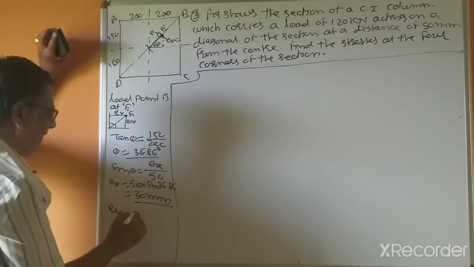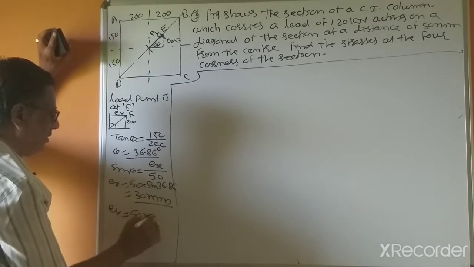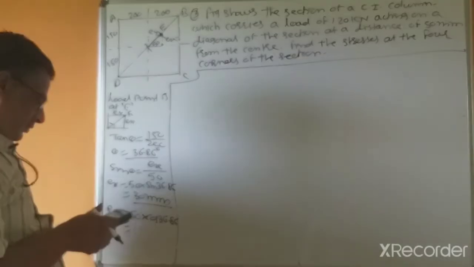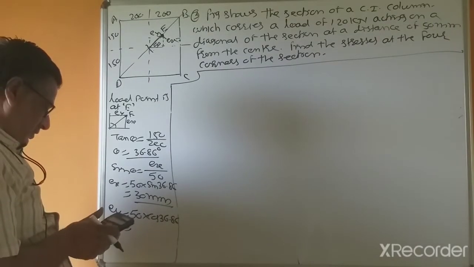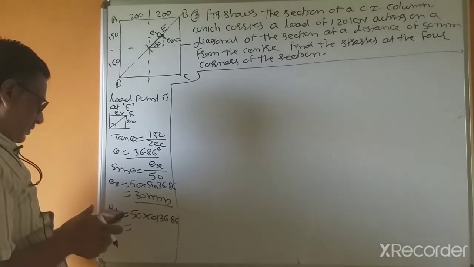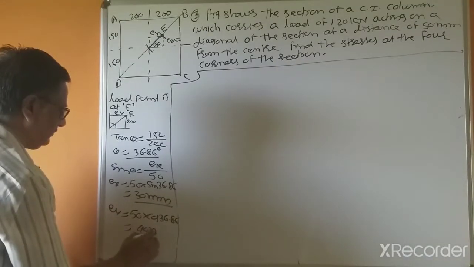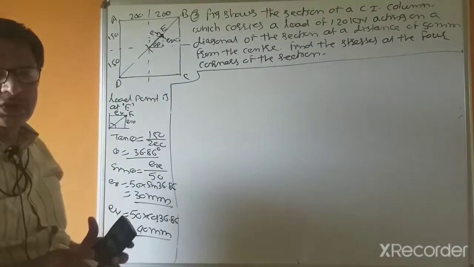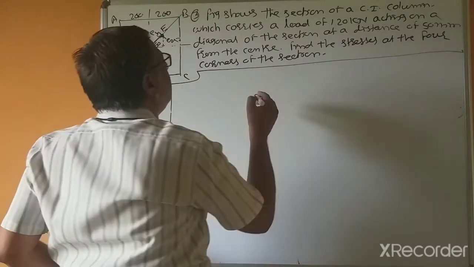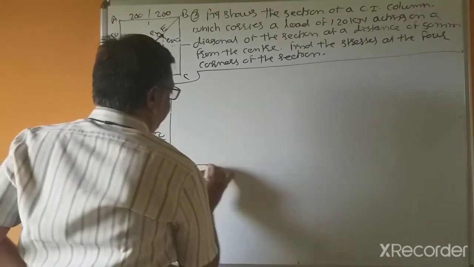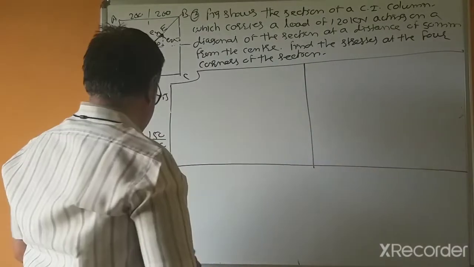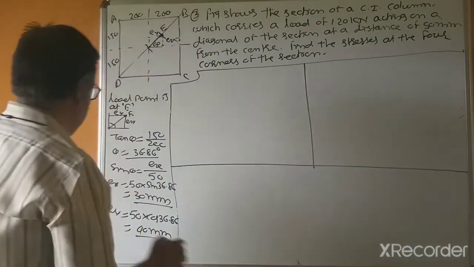Similarly, EY equal to 50 into cos 36.86. Cos 36.86 multiplied by 50, this is 40. Now you can solve the remaining problem. Now note EX and EY. This is EY.